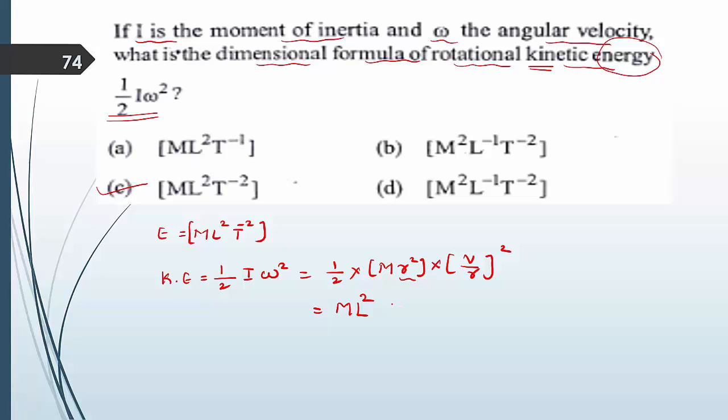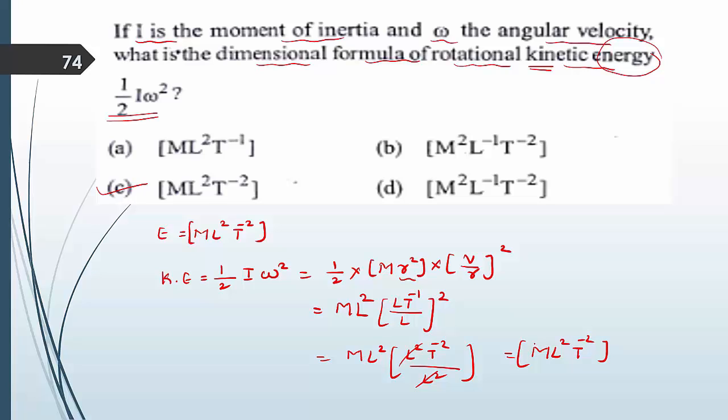V means velocity. Velocity dimension is LT⁻¹ divided by radius L, whole raised to 2. So we can write M L square, here L²T⁻² divided by L square. Anyhow L square will get cancelled. We will get ML²T⁻². You can observe option C here. If you know the energy dimensional formula, then directly you can write option C. If you don't know, then use this given equation, substitute the dimensions, again you will get the same answer. So option C is right.